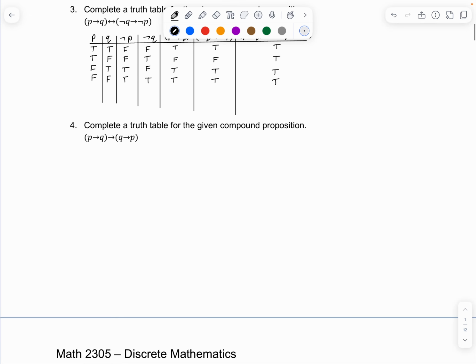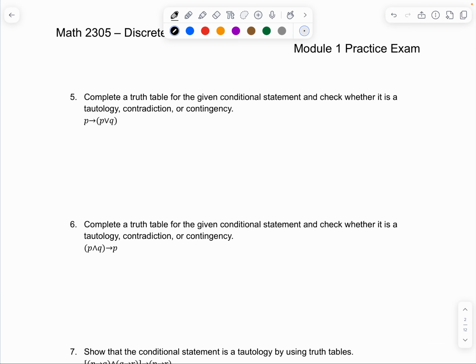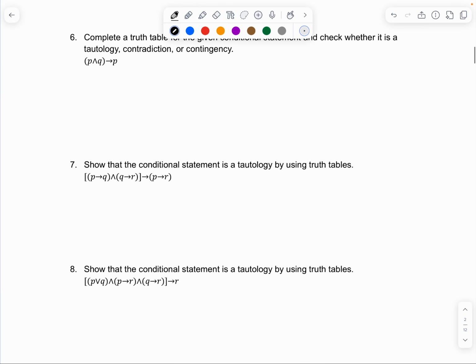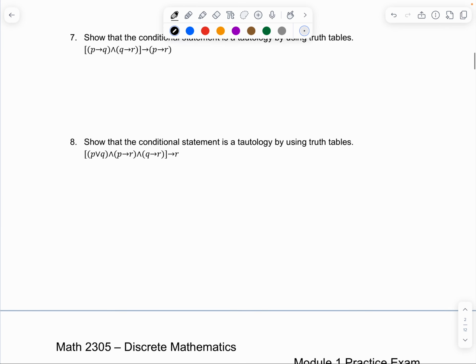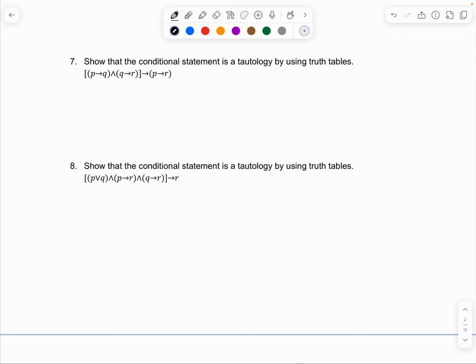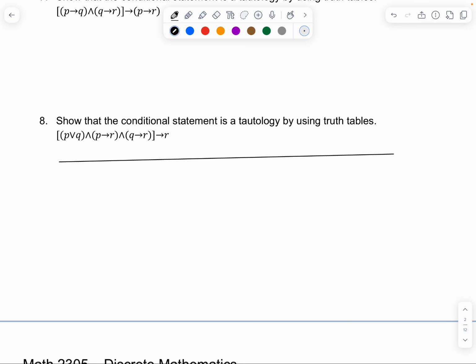So I'm going to skip 4 because it's a very similar process, just a little shorter. 5 is the same, 6 is the same. I will do one of these. Let's see. Let's do 8. 8 is probably worth our time. It's very similar. It's just going to be a little bit longer because we have 3 variables here.